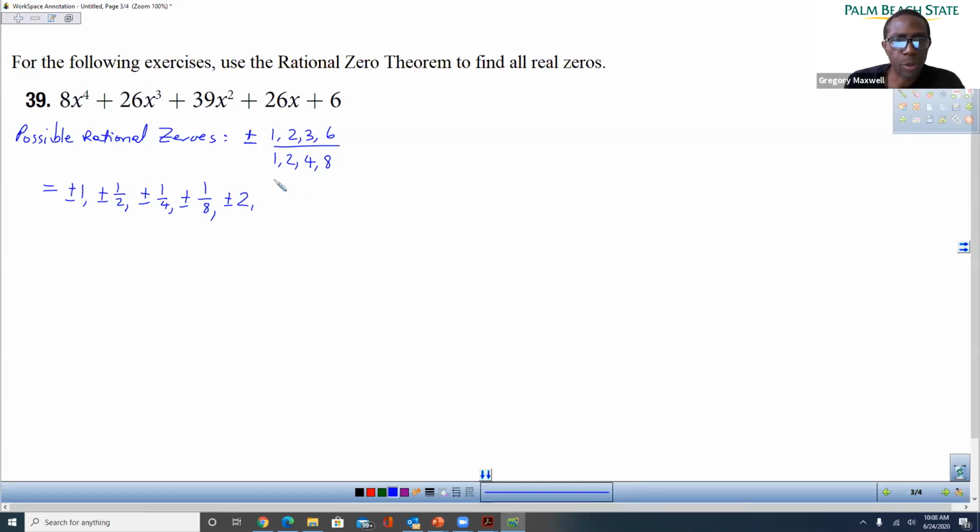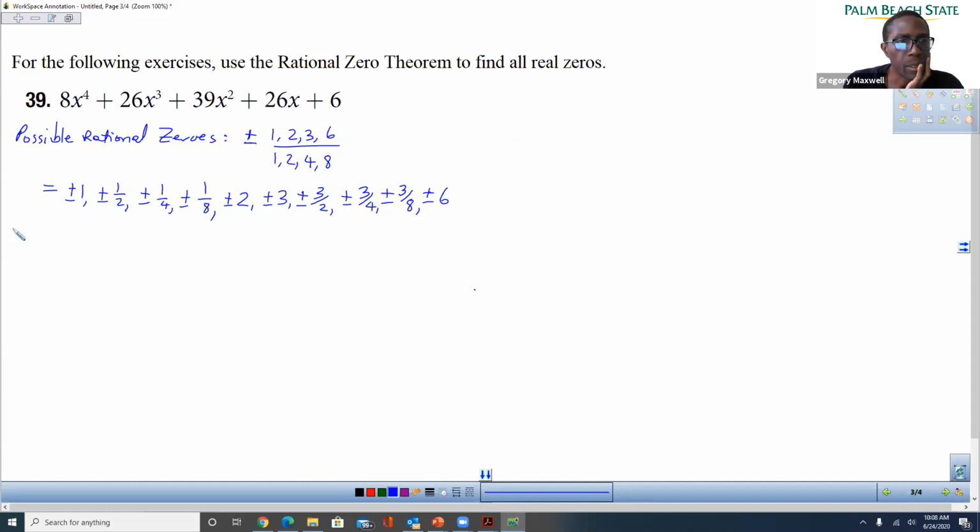So then the next one we try is 3. 3 over 1, plus or minus 3. 3 over 2, plus or minus 3 over 2. Plus or minus 3 over 4. And plus or minus 3 over 8. And then for 6, plus or minus 6 over 1, those are the 2. Plus or minus 6 over 2, which is 3. Plus or minus 6 over 4, which is 3 halves. Plus or minus 6 over 8, which is 3/4. So that's it. Those are all my possible rational zeros.